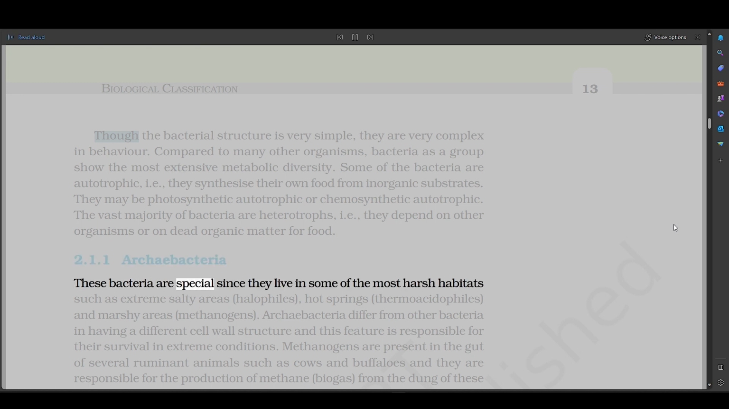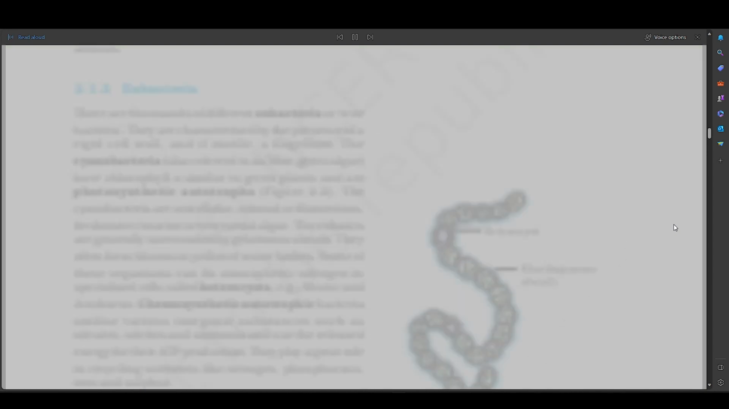These bacteria are special since they live in some of the most harsh habitats, such as extreme salty areas (halophiles), hot springs (thermoacidophiles), and marshy areas (methanogens). Archaebacteria differ from other bacteria in having a different cell wall structure, and this feature is responsible for their survival in extreme conditions. Methanogens are present in the gut of several ruminant animals, such as cows and buffaloes, and they are responsible for the production of methane (biogas) from the dung of these animals.